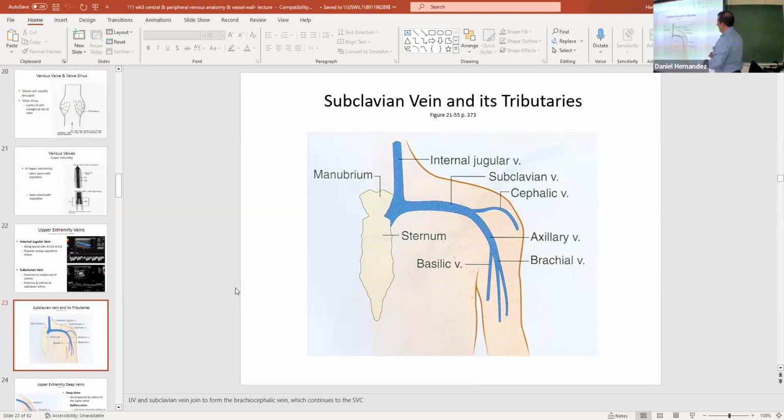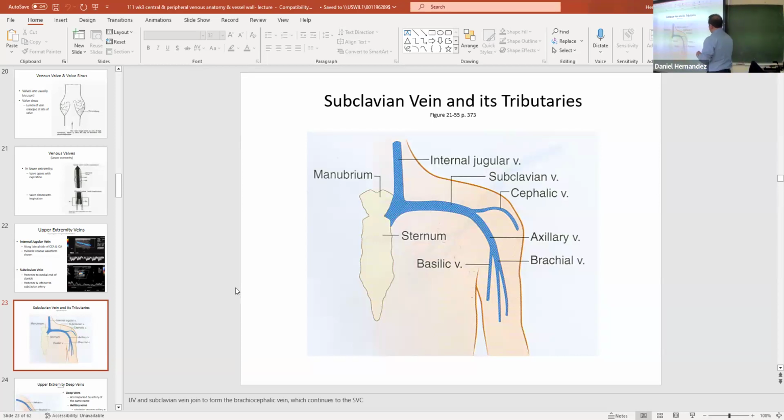So this was showing the left side, the internal jugular vein. Again, this is draining the brain. It's the main channel of blood flow bringing blood back from the brain. We also now have the subclavian vein. The internal jugular vein and subclavian vein will come together and form your innominate or brachiocephalic vein.